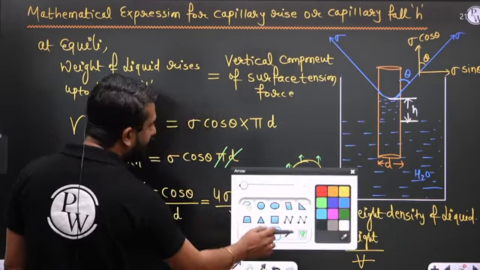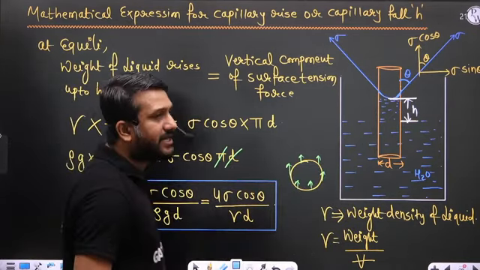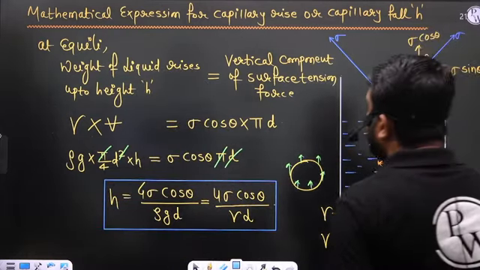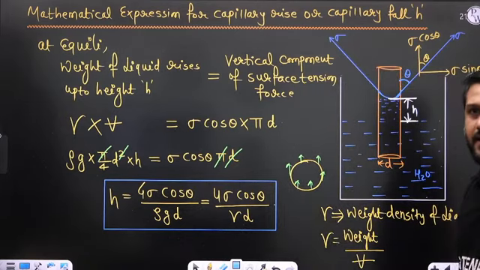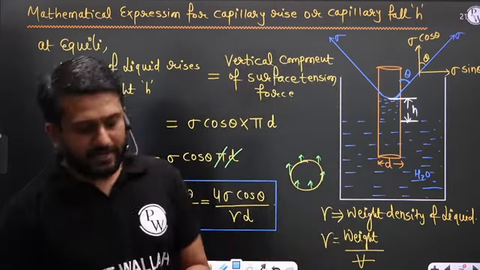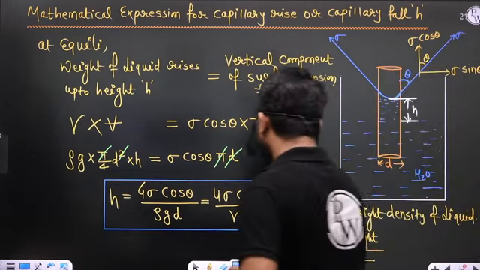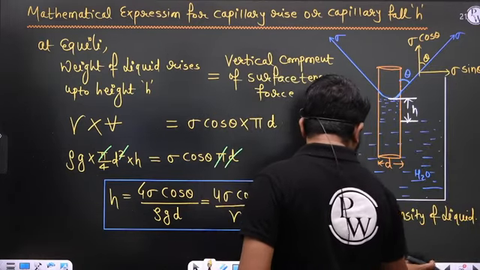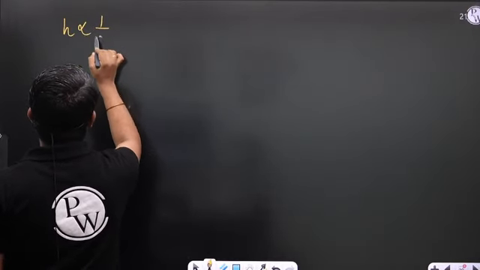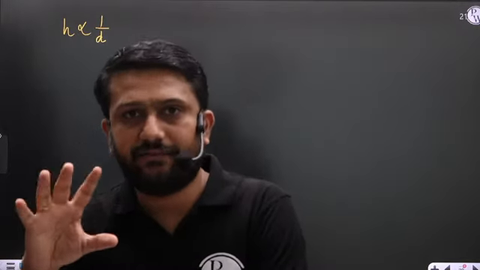So this is the mathematical expression of capillary rise or capillary fall: 4 sigma cos theta by rho into g into d. And if you see this expression, it is very much clear that capillary rise is inversely proportional to the diameter. Your capillary rise or capillary fall h is directly proportional to 1 by diameter.